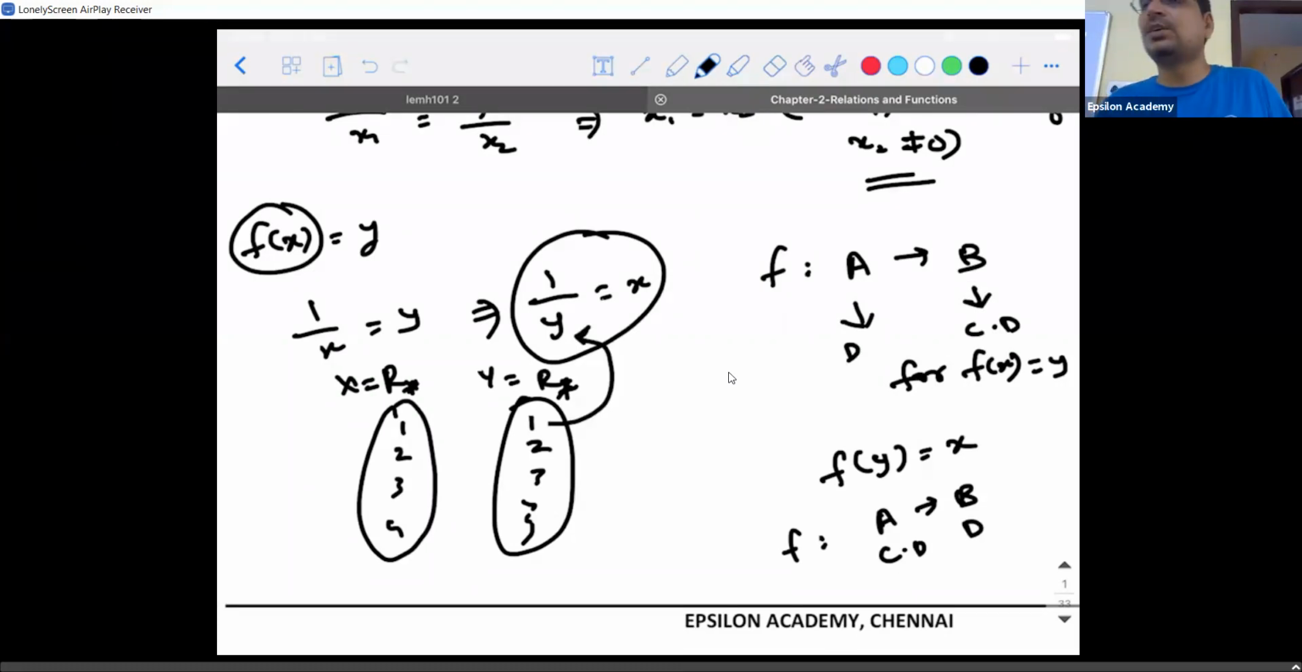If I substitute y is equal to 2.2 something, 1 by 2.2 something will give you a real number. And that real number, will you be able to find it in the x set? Whatever is the real number, you are going to find it in the x set. Are you guys able to understand?